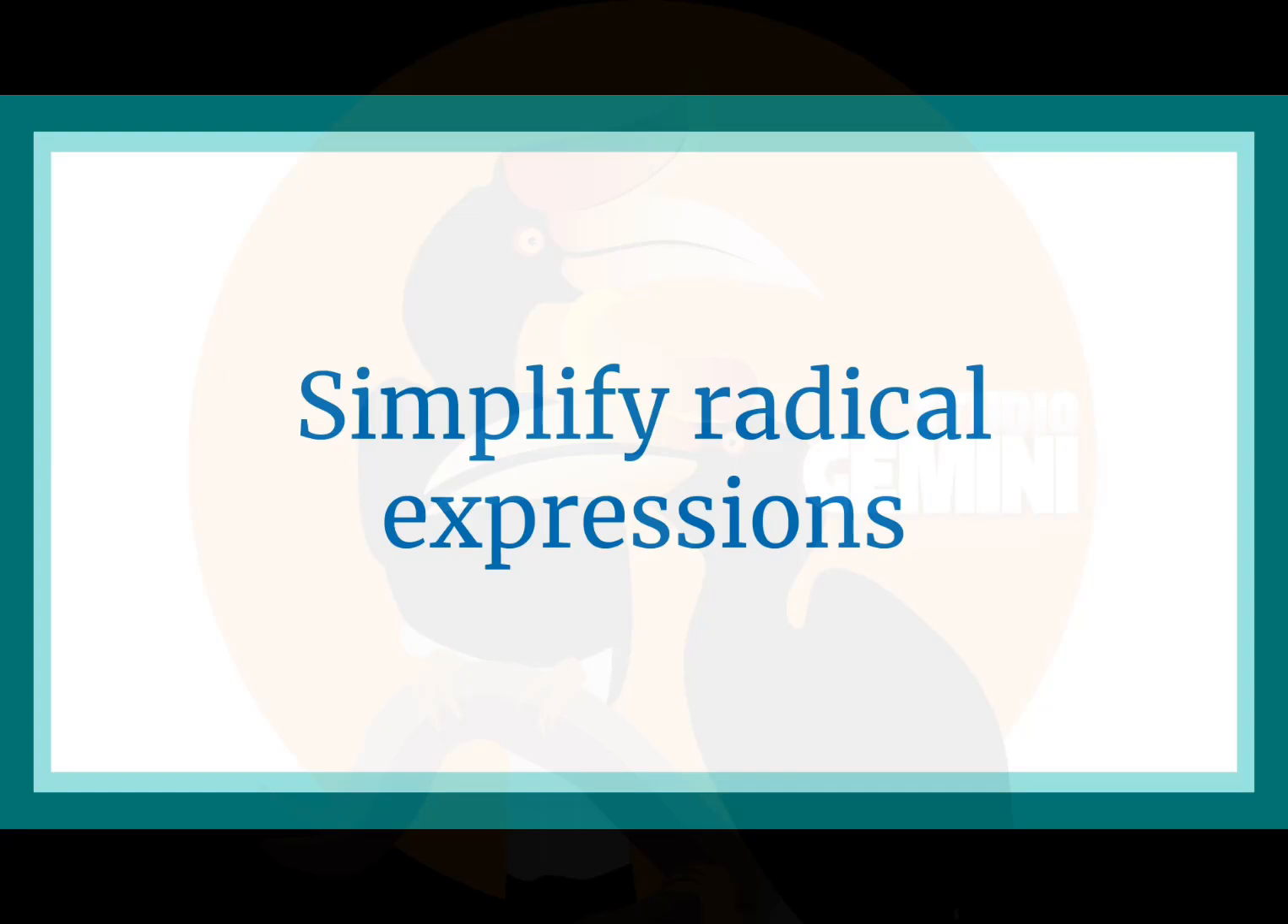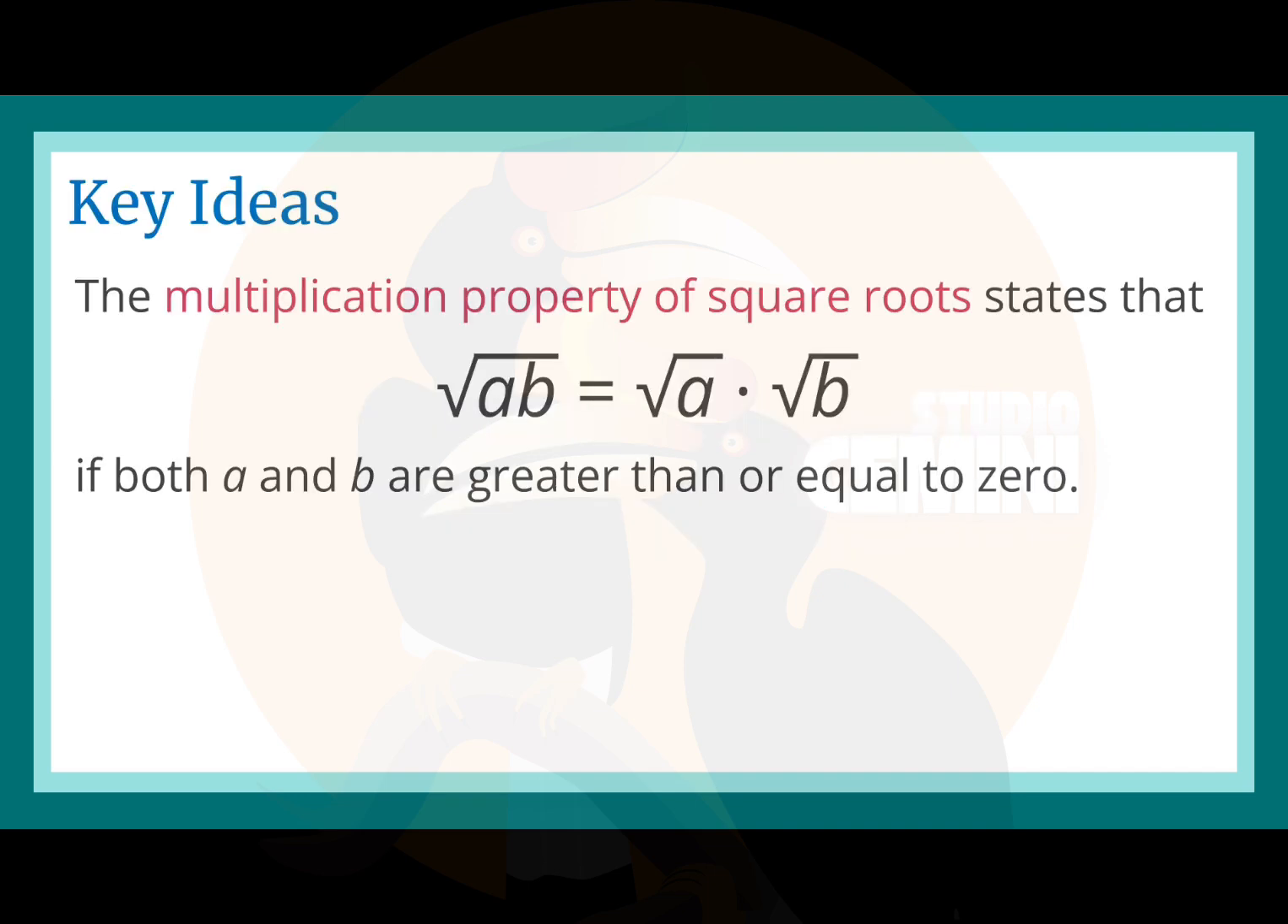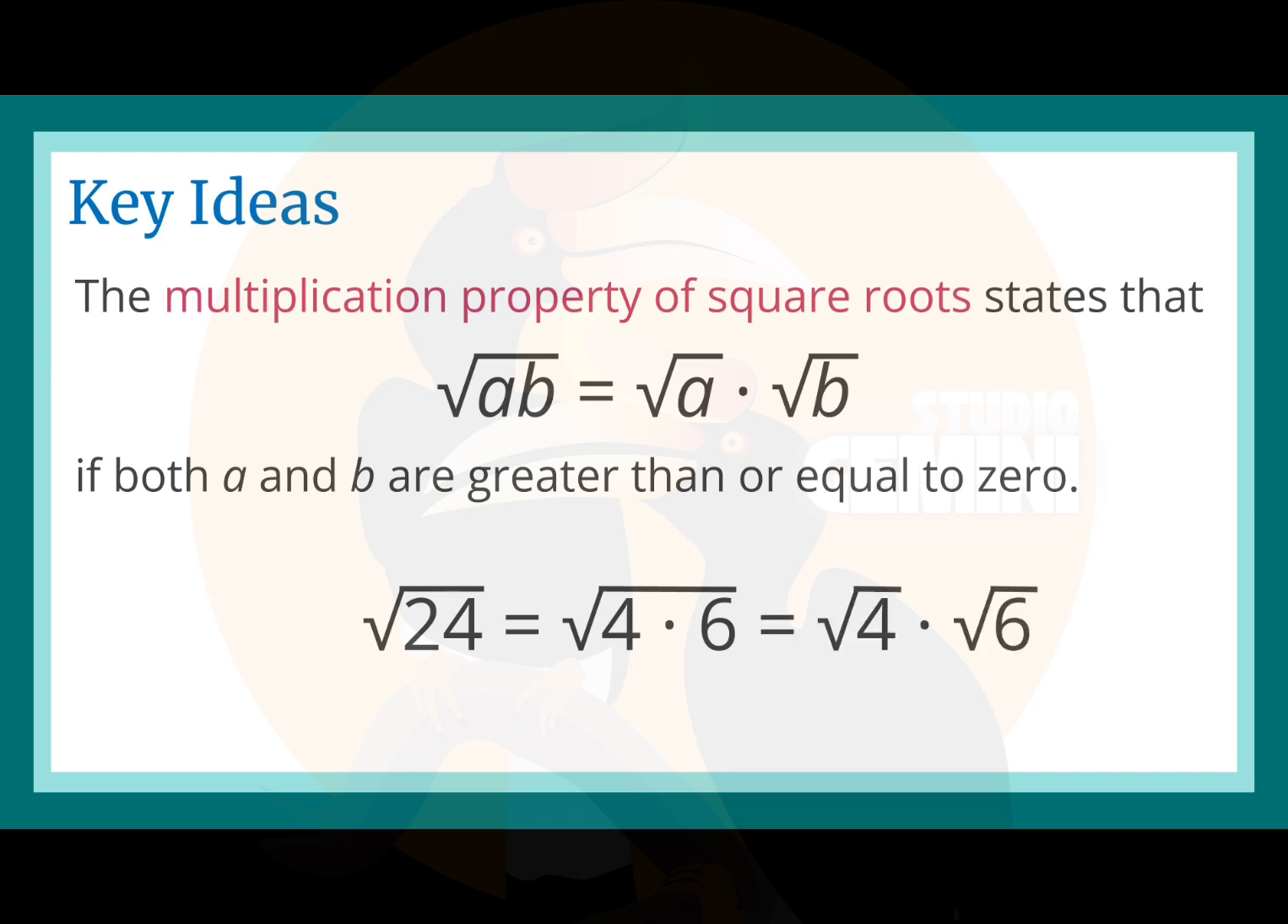Today we're going to be learning how to simplify radical expressions. There's a few key ideas behind this. The multiplication property of square roots states that the square root of AB is equal to the square root of A times the square root of B, as long as both A and B are greater than or equal to 0. This allows us to take something like the square root of 24 and rewrite it as the square root of 4 times 6, which by the multiplication property of square roots is also equivalent to the square root of 4 times the square root of 6.